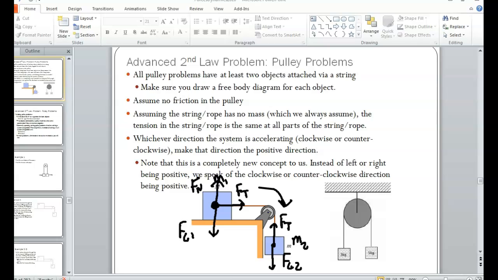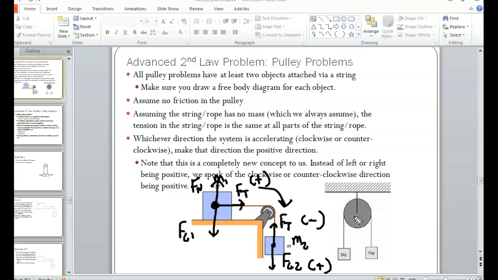Okay, now, what do I mean by clockwise or counterclockwise forces? Well, Fg2 is making the system move clockwise. So Fg2, I would say that is a positive force. Okay, because this object is going to fall down, that's going to make this object move to the right. That is a clockwise force. This Ft right here, I would say, is a negative force because it's going counterclockwise. This Ft right here is also making the system move clockwise, and so I would treat that as a positive force. And these other two forces, I would just use a normal coordinate system for that.